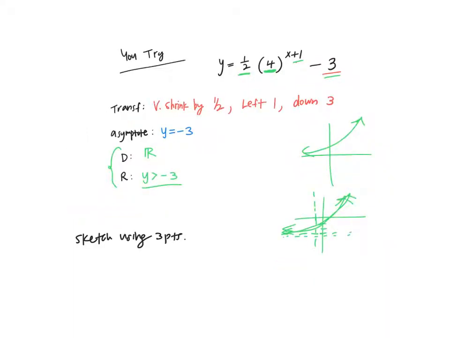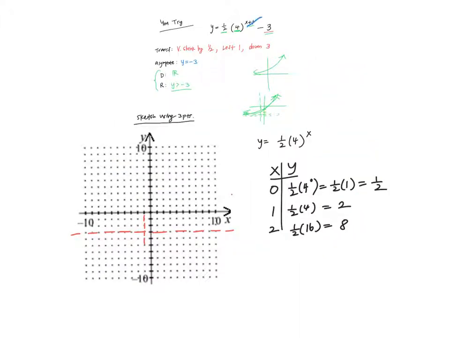Okay, go ahead and pause the video and sketch using 3 points. So I took care of the h comma k, the left 1, down 3, by shifting the entire coordinate plane. So I went left 1, down 3. So then I'm just left with this portion right here, right? So I made a table of values, getting 0, 1/2, 1, 2, 2, 8. So let me go ahead and plot these points from my shifted xy coordinate plane. So 0, 1/2, 1, 2, 2, 8. That's 0, 1, 2, 1, 2, 3, 4, 5, 6, 7, 8.